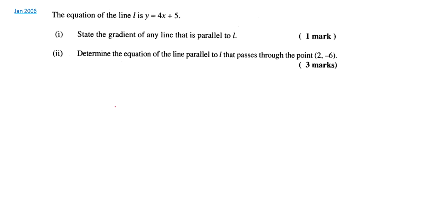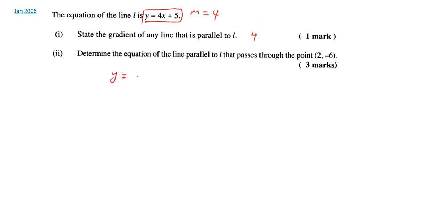This is January 2006. So we have an equation of a line y equals 4x plus 5. State the gradient of any line that is parallel to L. Well, this equation is already in the form y equals mx plus c, and the gradient is 4. So therefore the gradient of any line that is parallel to L will be 4. And determine the equation of the line parallel to L and passes through (2, minus 6).